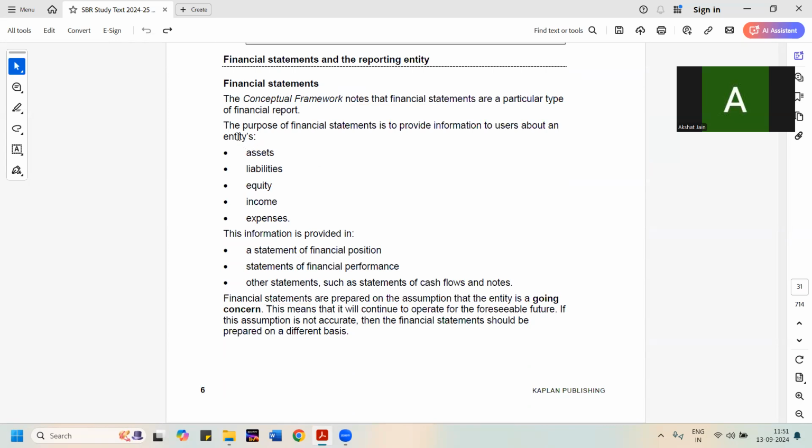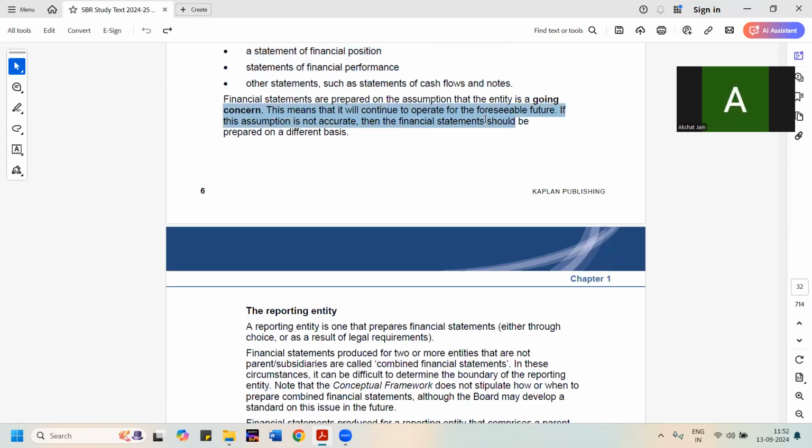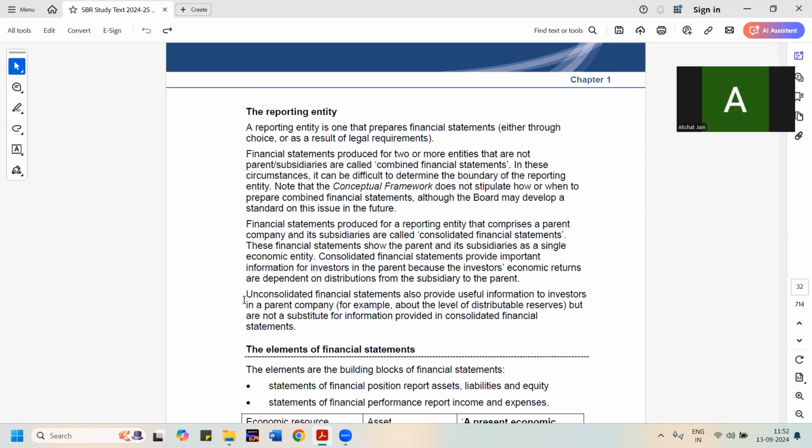Financial statements. The purpose of financial statements is to provide information to users about an entity's assets, liabilities, equity, income, and expenses. The information is provided in the statement of financial position, the statement of financial performance, and other statements such as statements of cash flows and notes. All financial statements are prepared on the assumption that the entity is a going concern. These are all things that all of us must have learned very early on if we're already pursuing SBR. These are all things that we all must know.